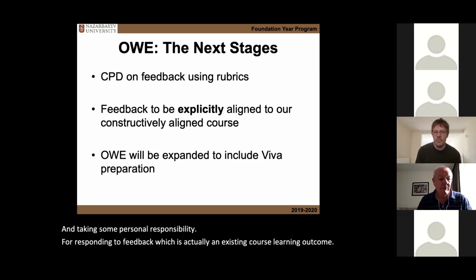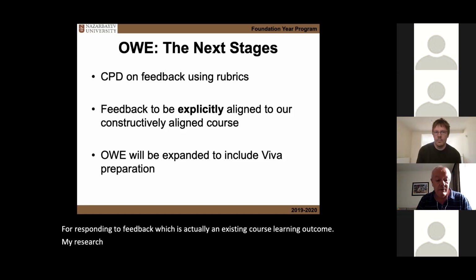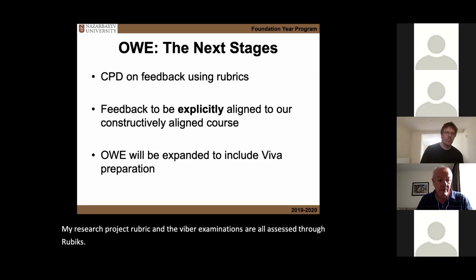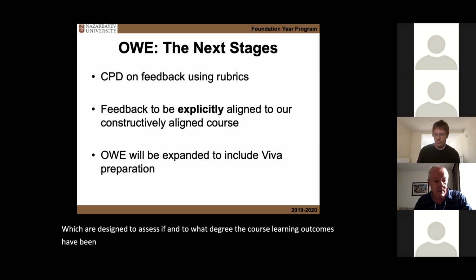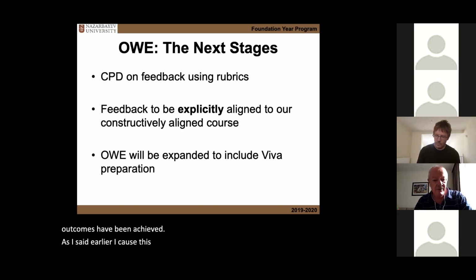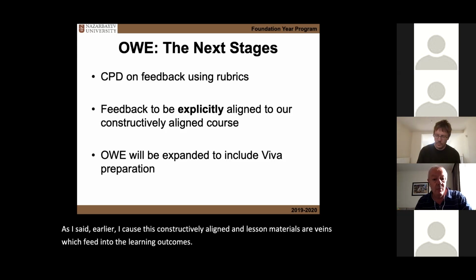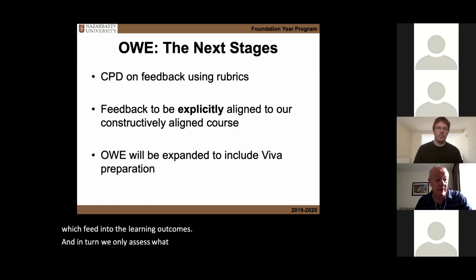Our research project rubric and the Viva examinations are all assessed through rubrics, which are designed to assess if and to what degree the course learning outcomes have been achieved. As I said earlier, our course is constructively aligned. Our lesson materials have aims which feed into the learning outcomes. And in turn, we only assess what we've taught through our materials and has been covered in class.